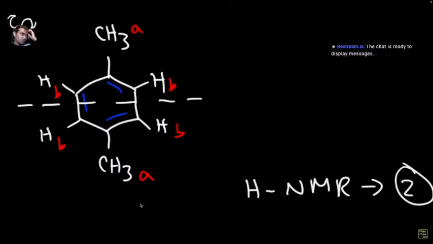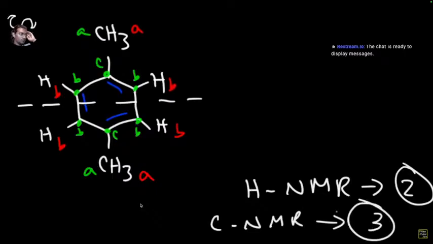Now for C-NMR, I'm going to use the color green. These two will show up as one signal. Now these 4 carbon atoms are identical to each other. So that's going to be signal B. Now these 2 carbon atoms, which do not have hydrogen atoms, both will be C. They are identical to each other. So for C-NMR, we're going to have 3 signals as opposed to 2.